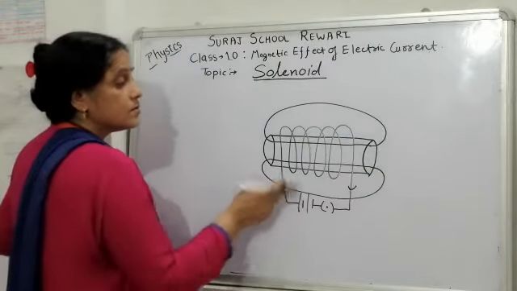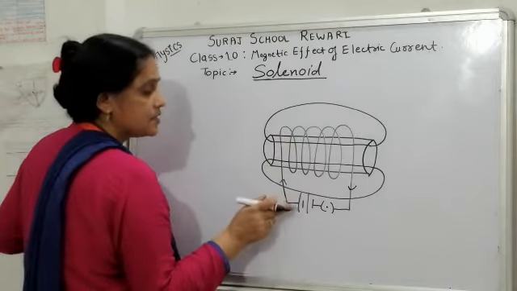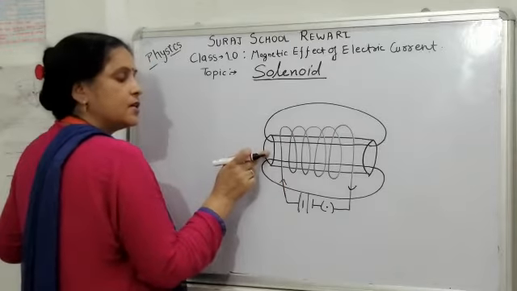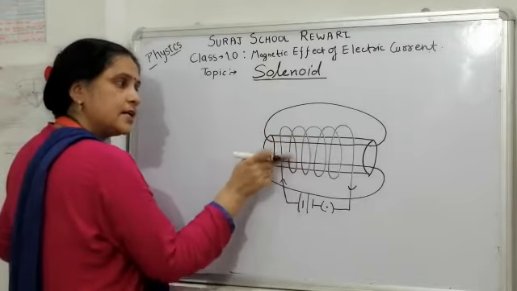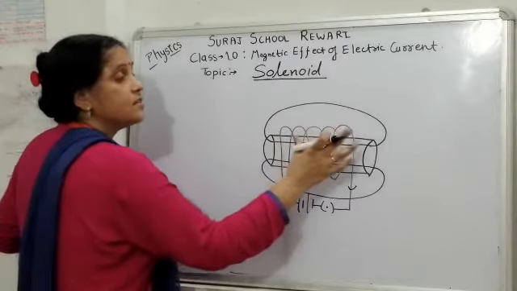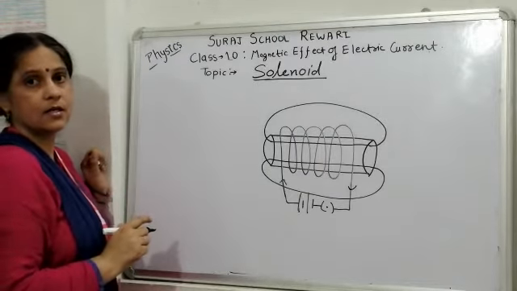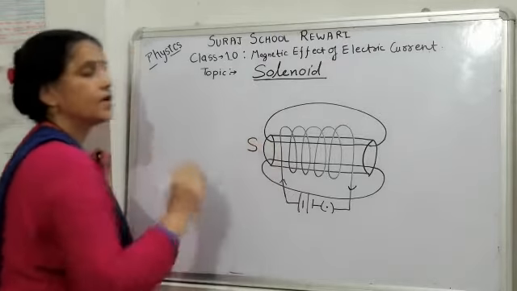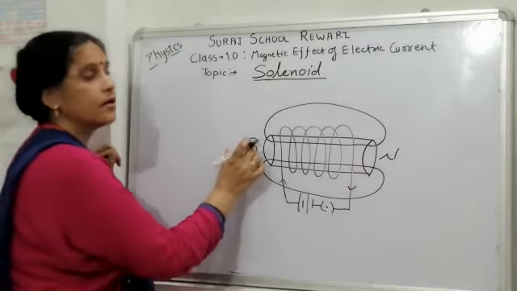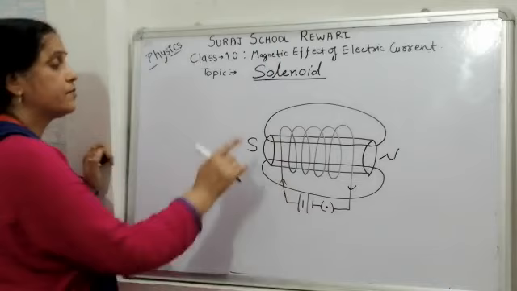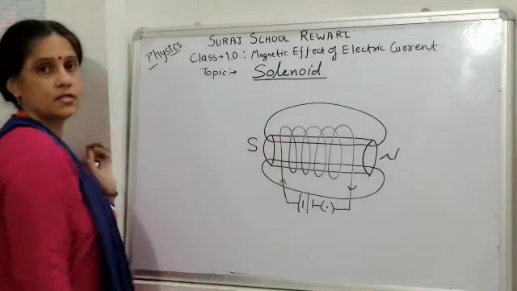Now, look here carefully. From here, the positive terminal, current starts, and in this face of the solenoid, the current enters this way. It is a clockwise direction. So the face of the coil from where the clockwise direction current enters is the south pole of the magnet, and the other one is the north pole. So it is the south pole of the solenoid and that is the north pole of the solenoid, because from this face current enters in clockwise direction. That's why it is the south pole.